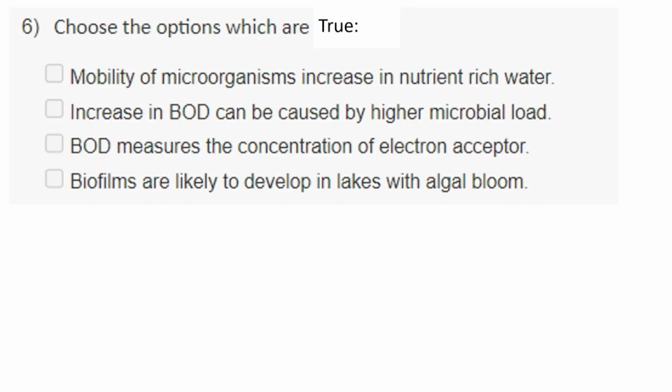So this is the next question. Which of the following options are true? Mobility of microorganisms increase in nutrient-rich water. Increase in BOD can be caused by higher microbial load. BOD measures the concentration of electron acceptor. Biofilms are likely to develop in lakes with algal bloom. Anybody? Anybody would like to try?